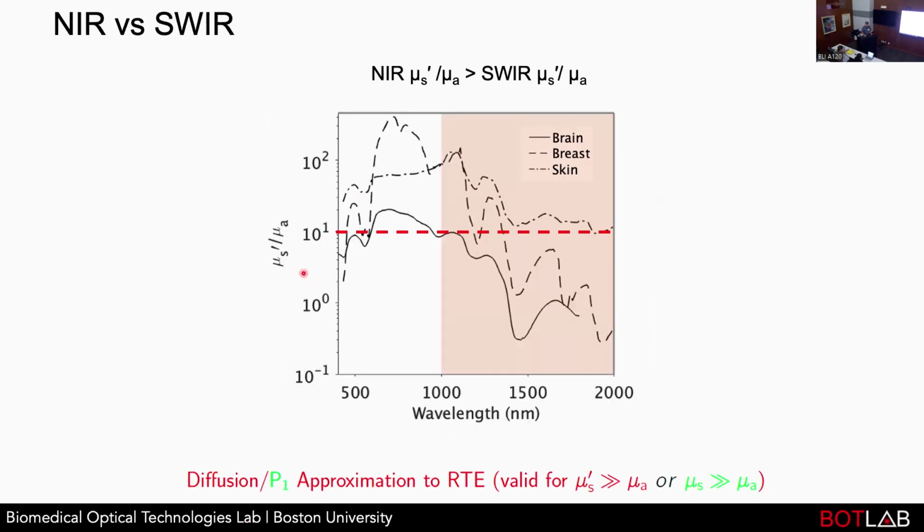This is that mu S prime over mu A for the 3 different tissues. That ratio here is 10, and you can see, especially in the shortwave infrared, but also in some parts of the visible for some tissues, mu S prime over mu A is not large, not greater than 10. Remember, our diffusion approximation is valid when mu S prime is much larger than mu A, or mu S is much larger than mu A.